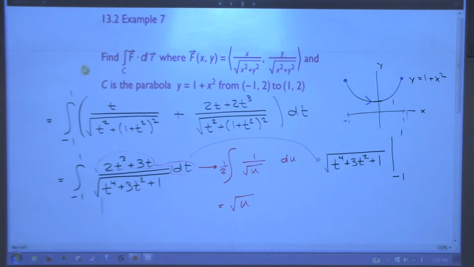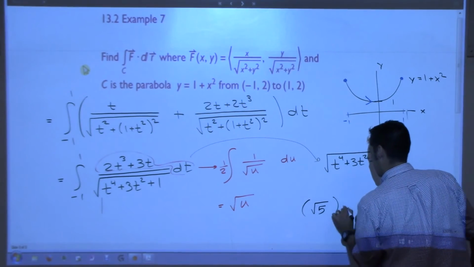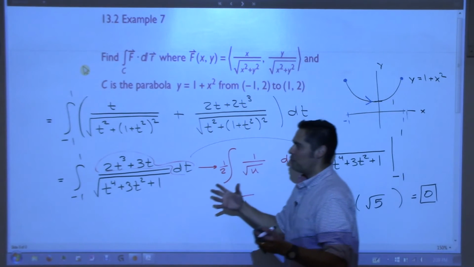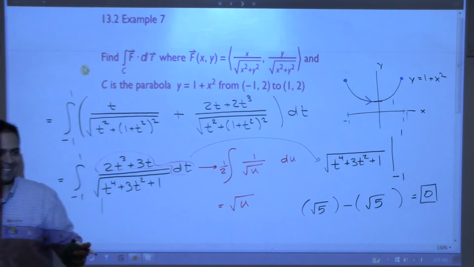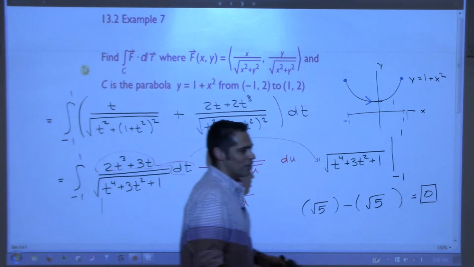Plug in 1. What do you get? Root 5? Minus, plug in -1. Root 5. Zero? So what is the conclusion? Given any vector field over any curve, the work is always 0. No. No. Again, it's just to make this problem work out pretty nice.